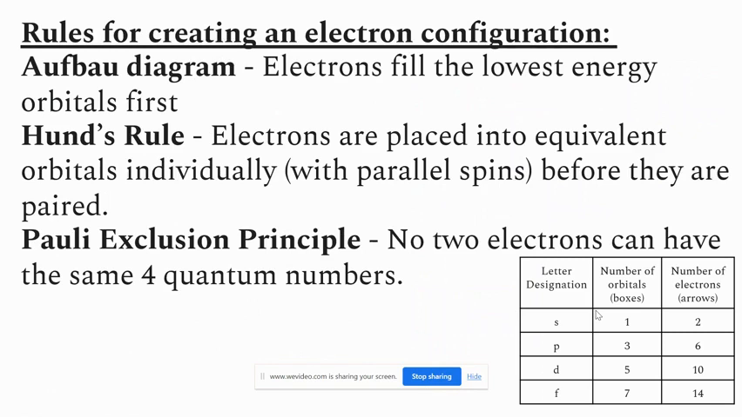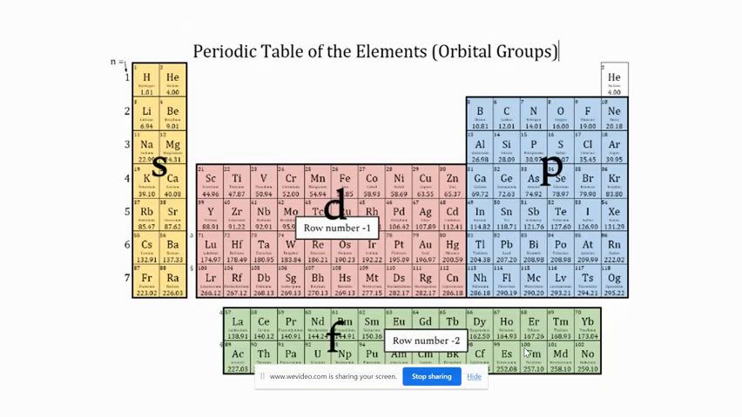All right. So rules for creating an electron configuration: they have to fill the lowest energy orbitals first. The electrons are placed into equivalent orbitals individually before they're paired up. Just like your bunk beds yesterday, you couldn't have somebody in the top bunk until the bottom bunk was filled. Do you remember that? And then no two electrons can have the same quantum number, which we learned about the other day. Okay?